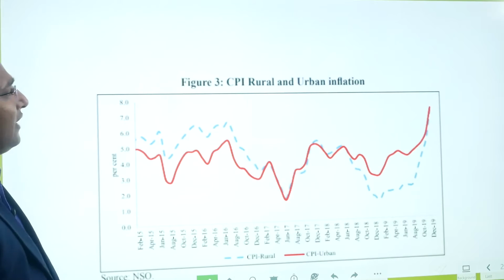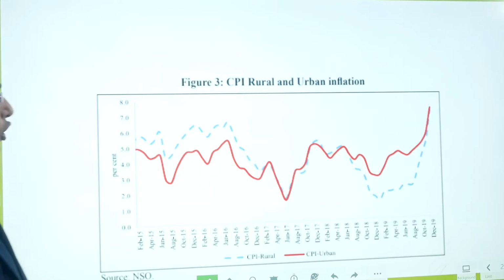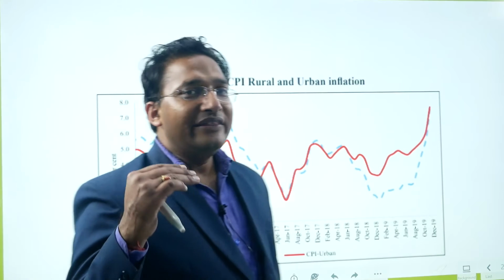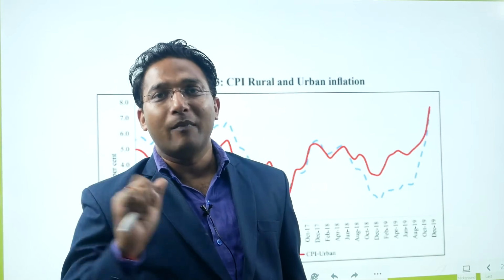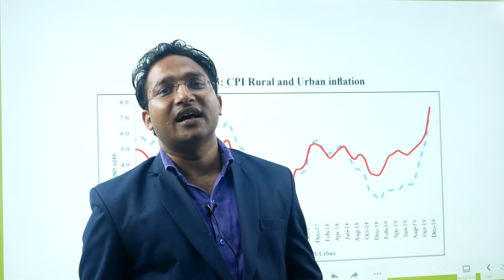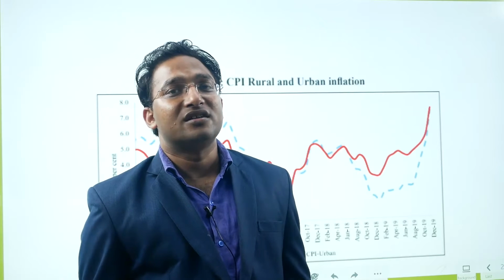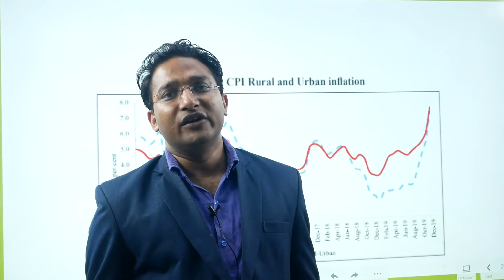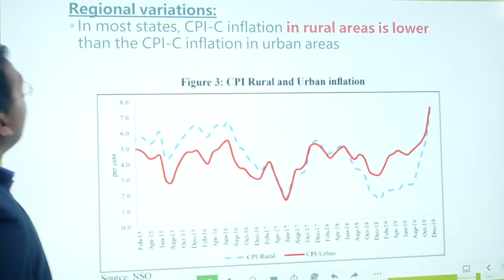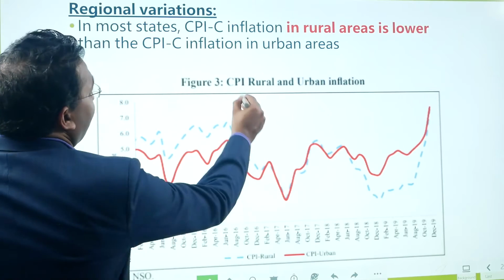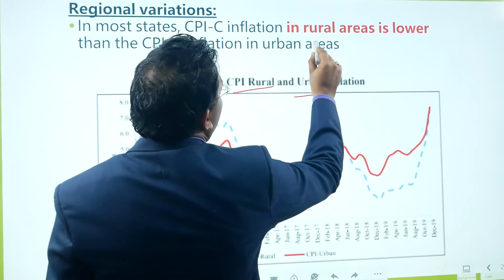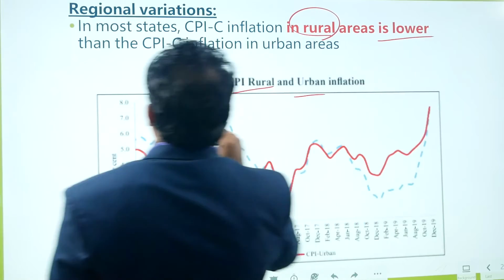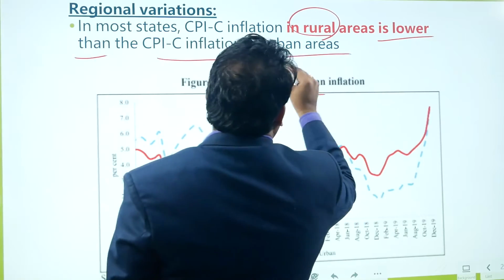Now CPI rural and CPI urban. So as I told you, as of now, in the new series, CPI urban, CPI rural and CPI combined is calculated. All these figures are given by the National Statistical Office, which is under the Ministry of Statistics and Programme Implementation. And if we see regional variation in the rural and the urban, so in most states, CPI inflation in the rural areas is lower than the CPI inflation in the urban areas.